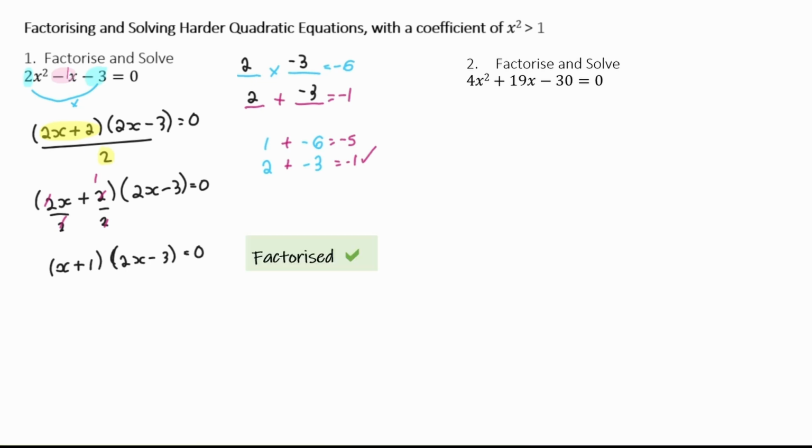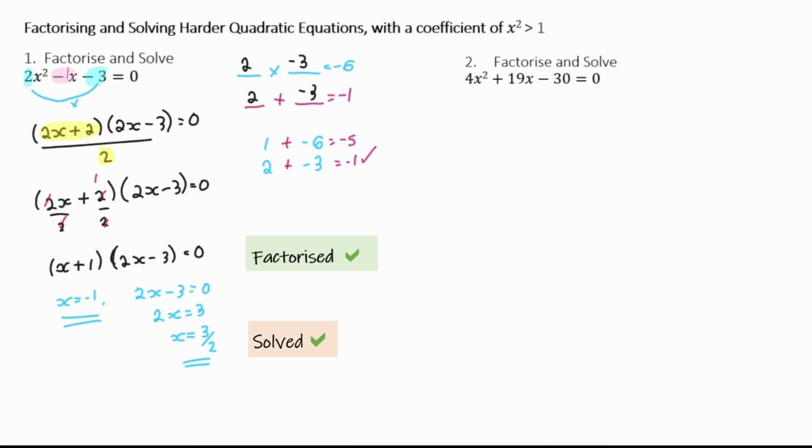So we have now factorized our equation, but if we want to go on and solve it, we can solve it as x is equal to minus 1. And for the second bracket, if 2x minus 3 is equal to 0, we can plus 3 on both sides to get 2x is equal to 3. And then we can divide both sides by 2 to get x is equal to 3 over 2. So these are our two solutions for this equation.